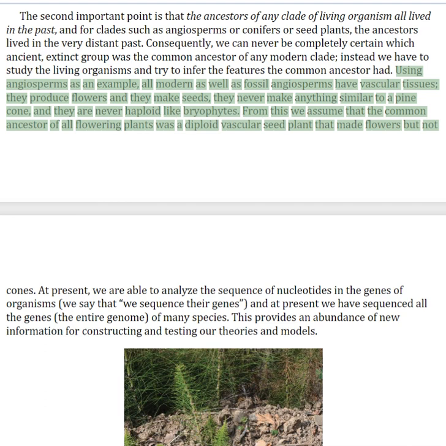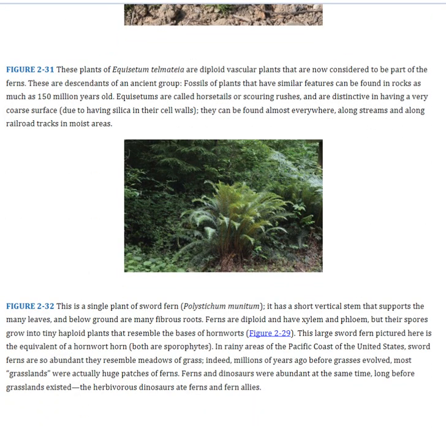flowers but not cones. At present, we are able to analyze the sequence of nucleotides in the genes of organisms, and at present we have sequenced all the genes of many species. This provides an abundance of new information for constructing and testing our theories and models.